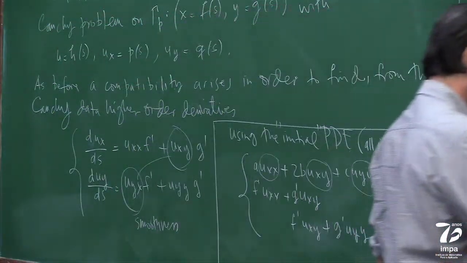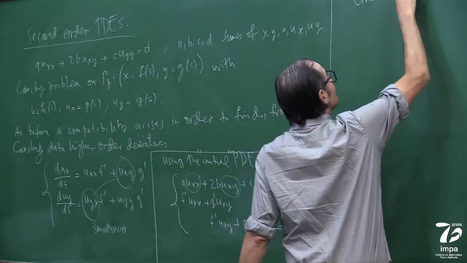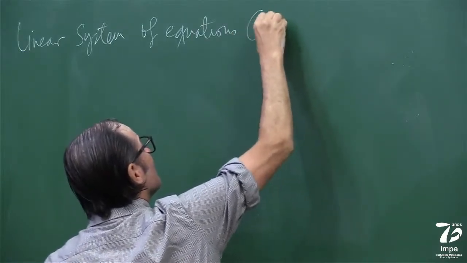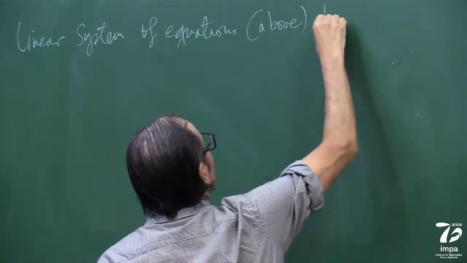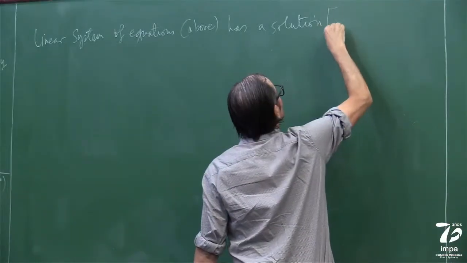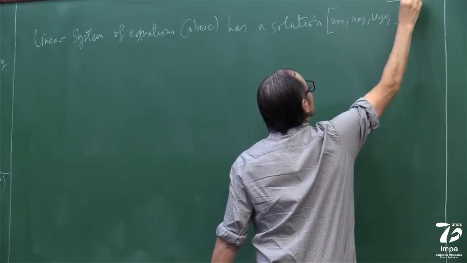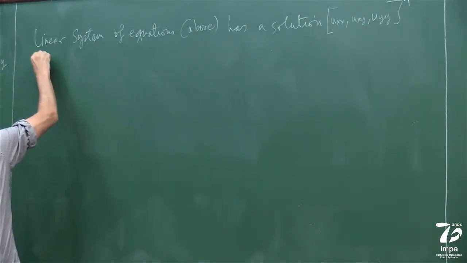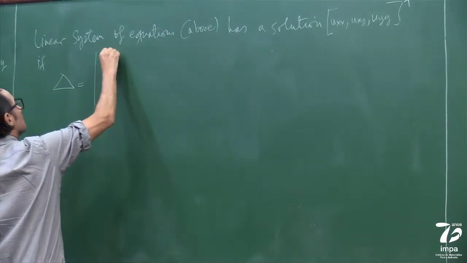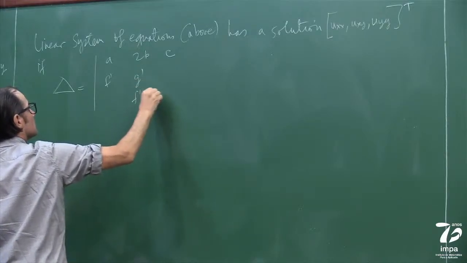Okay. So therefore, the linear system of equations above, which means the previous blackboard, has a solution if this determinant is non-zero, right? Comes from here. A, B, C, f prime, g prime, f prime.